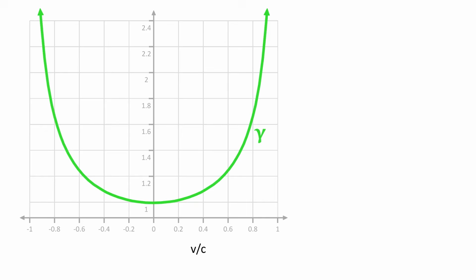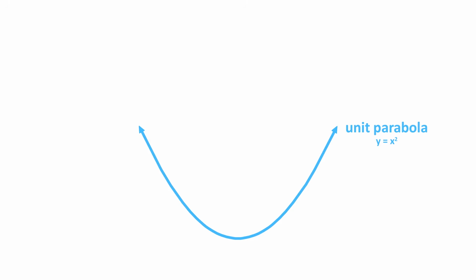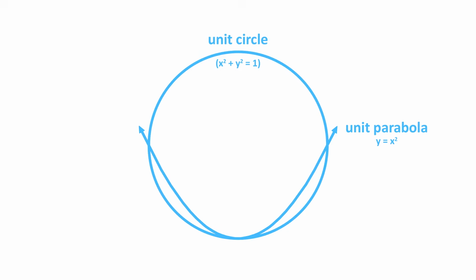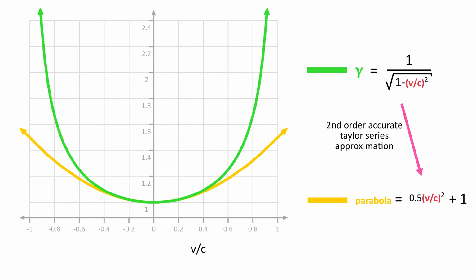Kind of. Take a look at the shape of the Lorentz factor graph, gamma in terms of v over c. It's not a parabola, but it is pretty close to one. Since parabolas are twice as wavy as circles, and gamma is approximately a circle due to being the inverse of one, the best parabola approximation is 1/2 v over c squared plus 1. The technical term is that it's a second-order accurate Taylor series approximation.